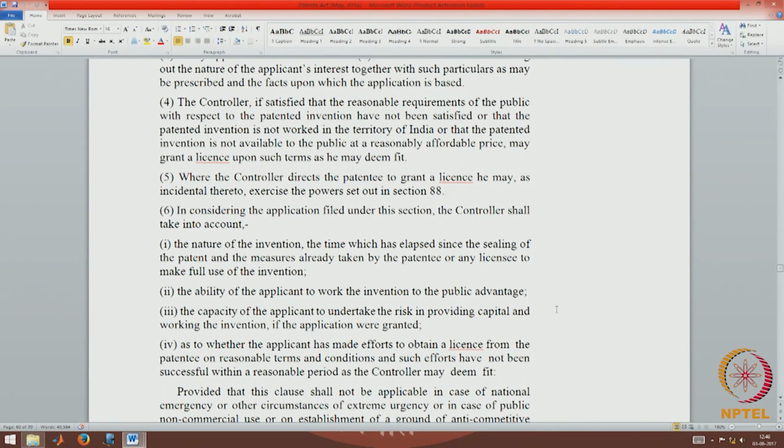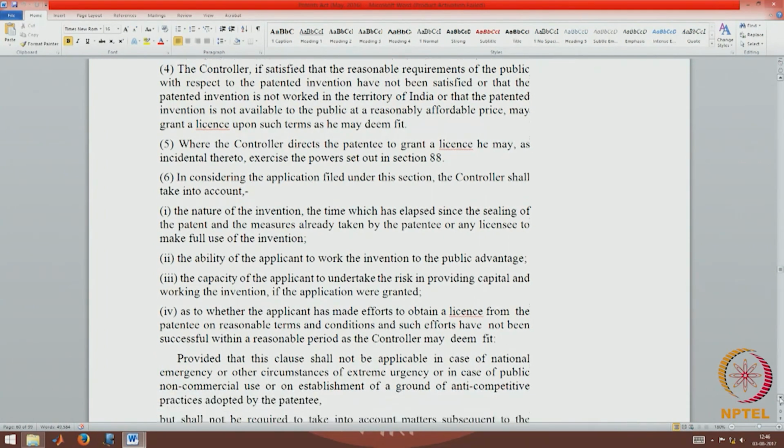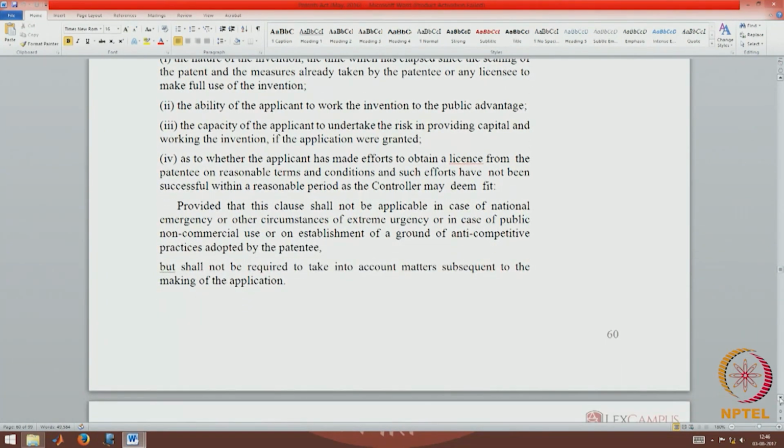4. As to whether the applicant has made efforts to obtain a license from the patentee on reasonable terms and conditions, and such efforts have not been successful within a reasonable period, as the controller may deem fit. So, whether there were any efforts to voluntarily get the license.